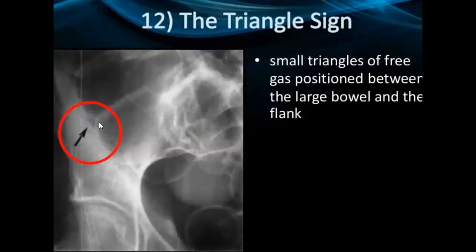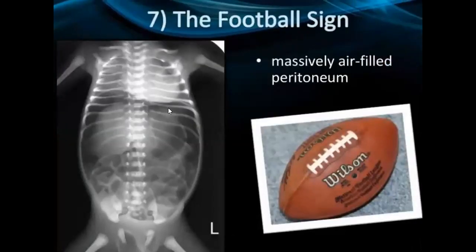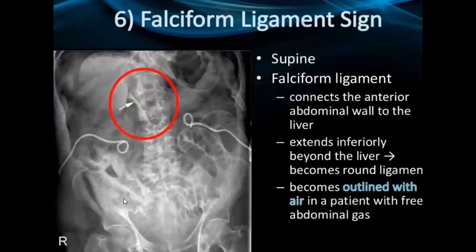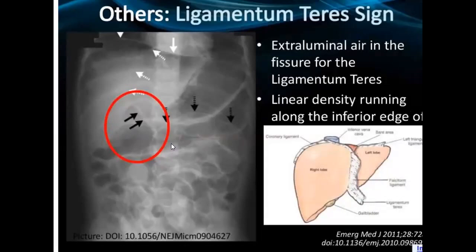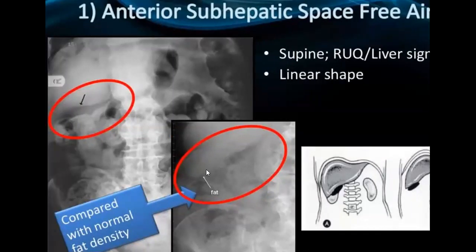Triangle sign. Free air. This is abscess gas. Football sign. Falciform sign. Ligamentum teres sign. Free air along ligamentum teres. It shows you very perfectly when it's surrounded by air. Subhepatic free gas. This is the normal fat. This is the abnormal air. Compare it with the other air, you will find a similar density.